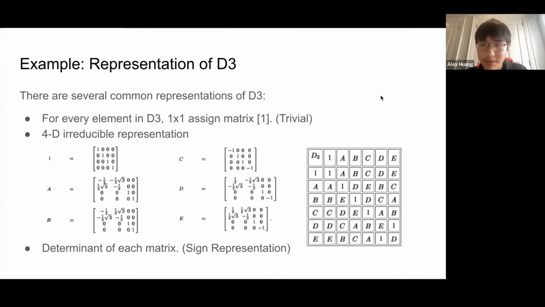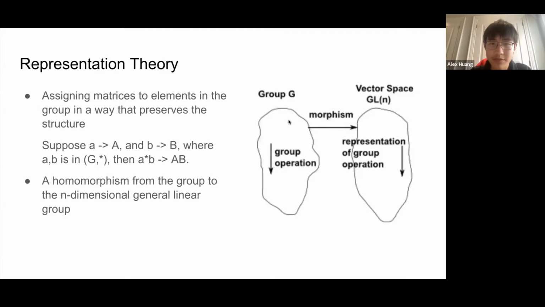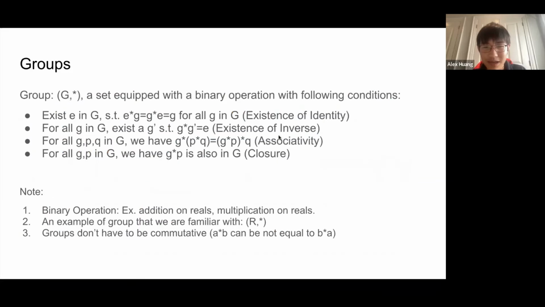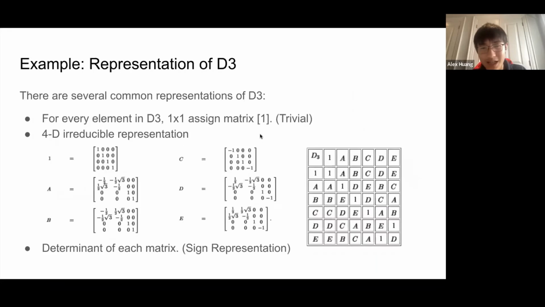So I'll give an example. For example, if you want to represent D3, remember what is D3? D3 is the dihedral group of 3, which is here, the symmetries. So if you want to use matrices to represent the symmetries of an equilateral triangle, how do we do that? It sounds pretty complicated, right? But actually not.